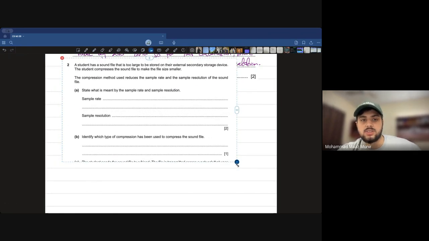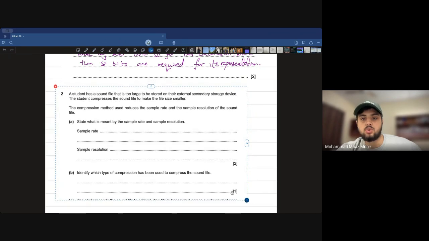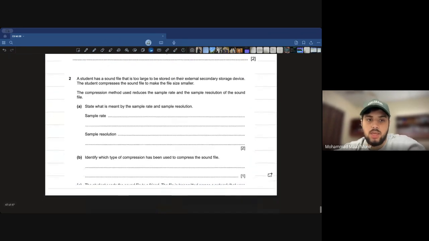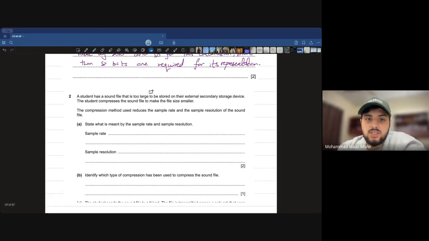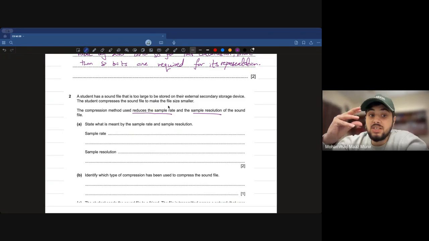And now this question says that a student has a sound file that is too large to be stored on this secondary storage device. And now the compression method basically reduces the sample rate and the sample resolution. Now you tell me, what type of compression method is this? It is reducing something, right? It is reducing the sample rate. It is reducing the sampling resolution.